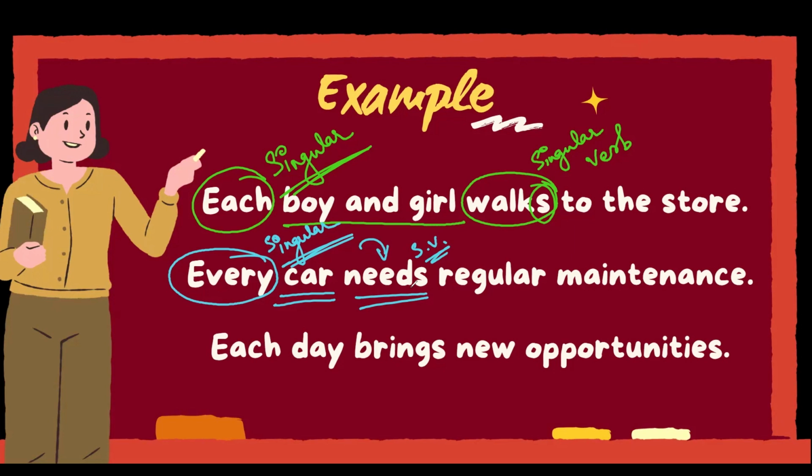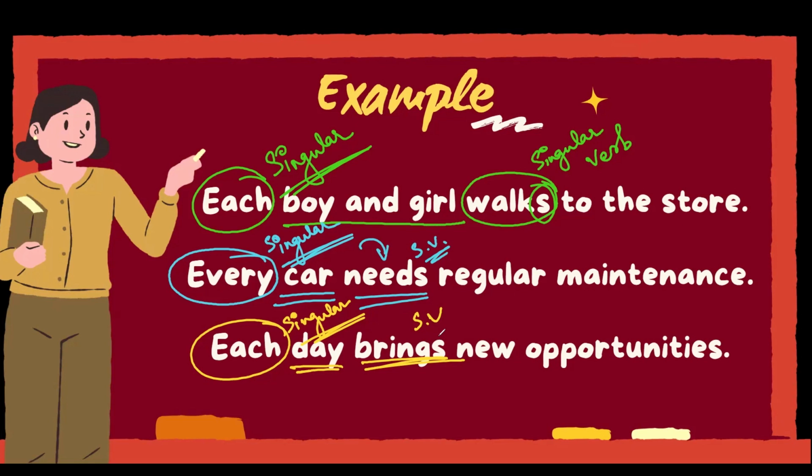The third example says what? It says each day brings new opportunities. Each day. Day is the noun over here, modified by the word each. That's why the subject is singular. We are going to use what? We'll use a singular verb, which is brings over here. So this is a singular verb. So each day brings new opportunities. So next time you see the word each and every modifying the noun of the sentence, it will be considered a singular subject and we will use a singular verb with it.